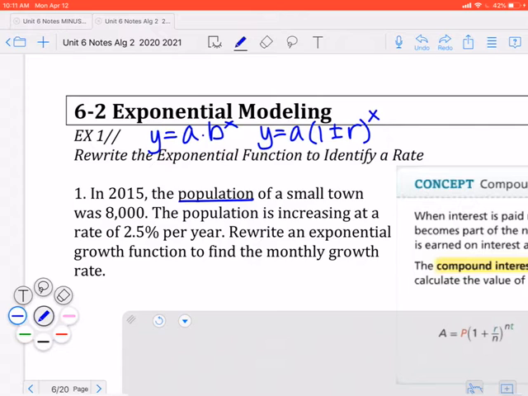The population of a small town was 8,000. It's increasing at a rate of 2.5% per year. Rewrite an exponential growth function to find the monthly growth rate.